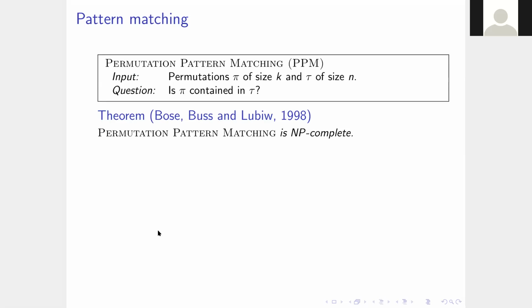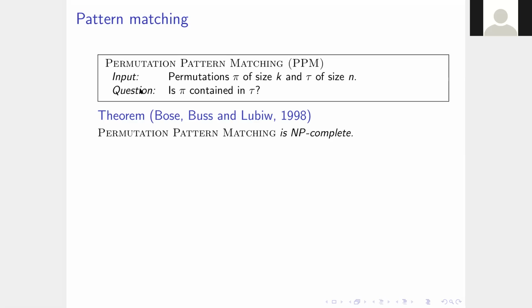All right. And so the problem we're interested in is permutation pattern matching, which, given the input of a permutation pi of size k and tau of size n, is to decide whether pi is contained in tau. And so in 1998, Bose and Buss and Lubiw showed that permutation pattern matching is NP-complete.